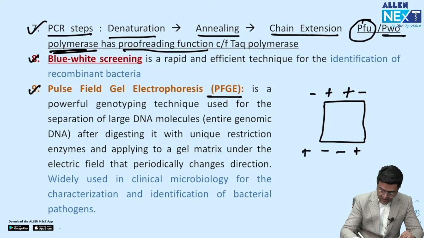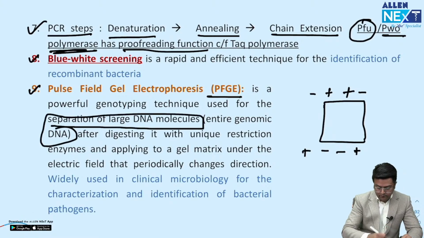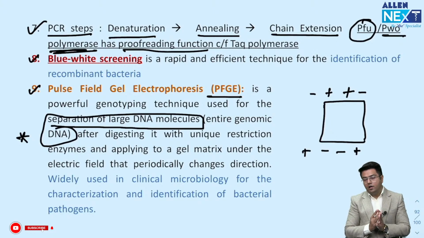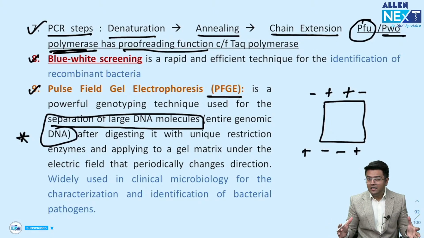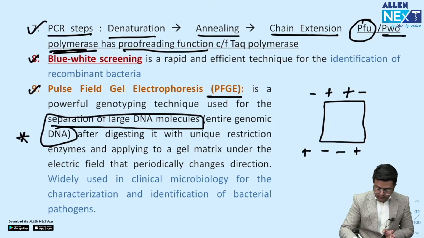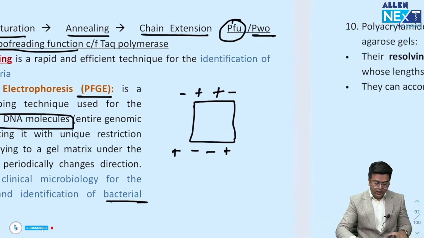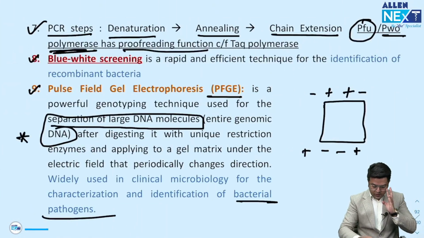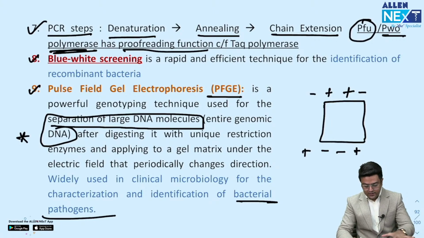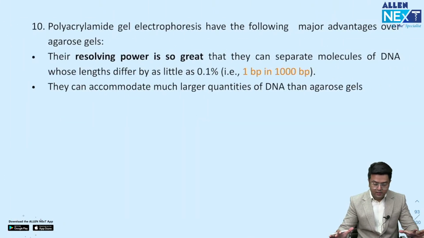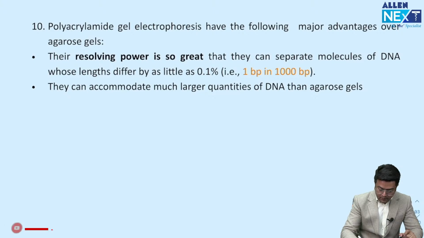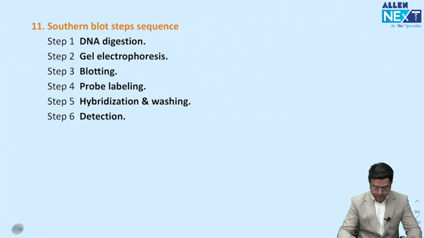So guys, this is very important for separation of very large molecules of DNA, right? So if there are large molecules of DNA, we need the pulse field gel electrophoresis. Right now it is used in microbiology for identification of bacteria, right? Okay. So this was once a question in DNB exam, but I have just included this name of technique for DNA separation. PAGE, I told you guys, it has a high resolving power, right?